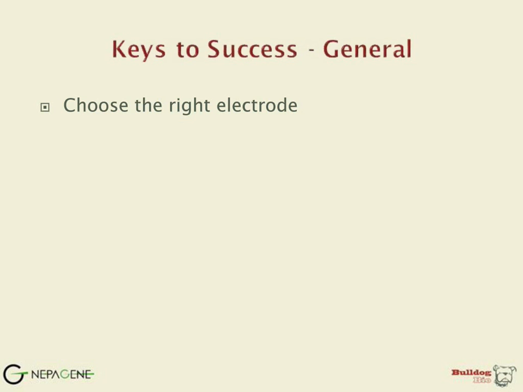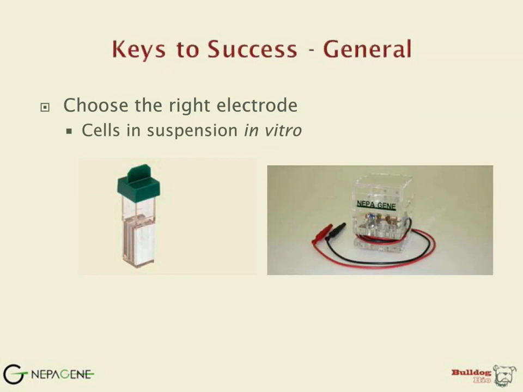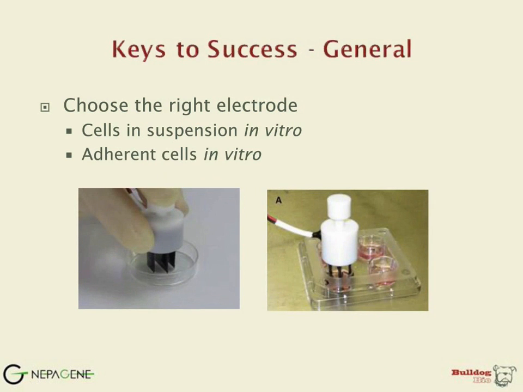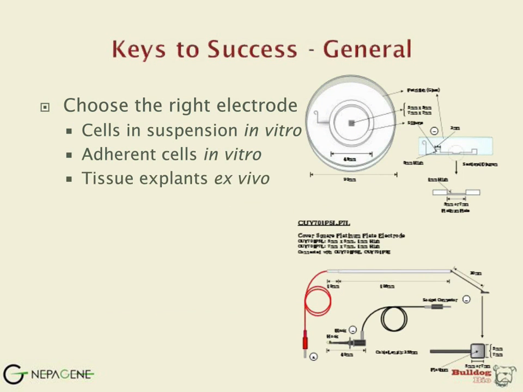Cells in suspension, you'll typically use a cuvette-style electrode, either 2 millimeters or 4 millimeters in gap, and they fit within the chamber on the right-hand side. You can actually do cells in adherence as well. For this you would use a handheld electrode that has 3 electrodes coming down. 2 are anode and 1 is cathode, and it's placed directly into either a 35 millimeter dish or a 24 well plate. We have many types of electrodes for ex vivo work, which are tissue explants. Here's one which is our Petri dish with a stick-on electrode.